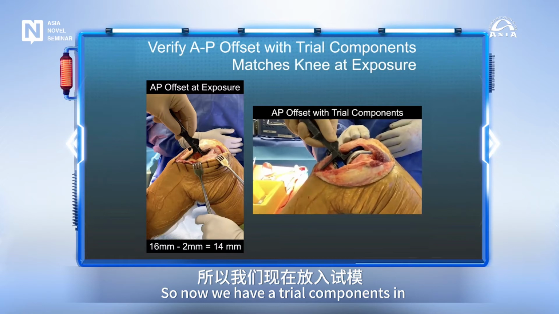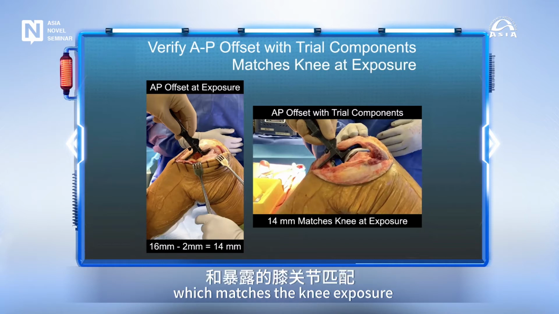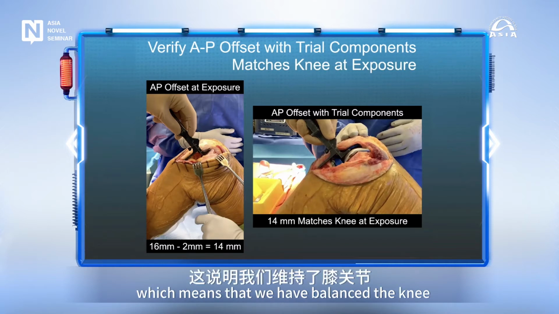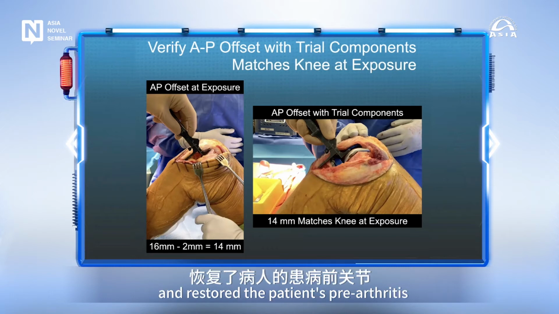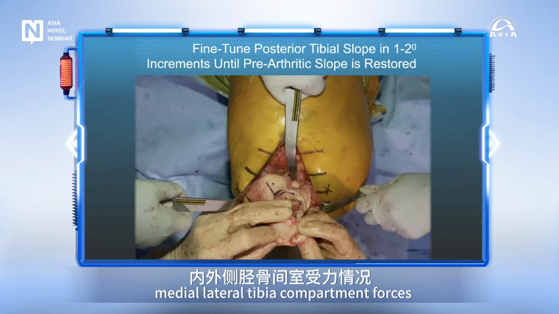So now we have our trial components in and we're checking. And sure enough, we have a 14 millimeter, which matches the knee at exposure, which means that we have balanced the knee throughout the motion arc and restored the patient's prearthritic medial and lateral tibial compartment forces.